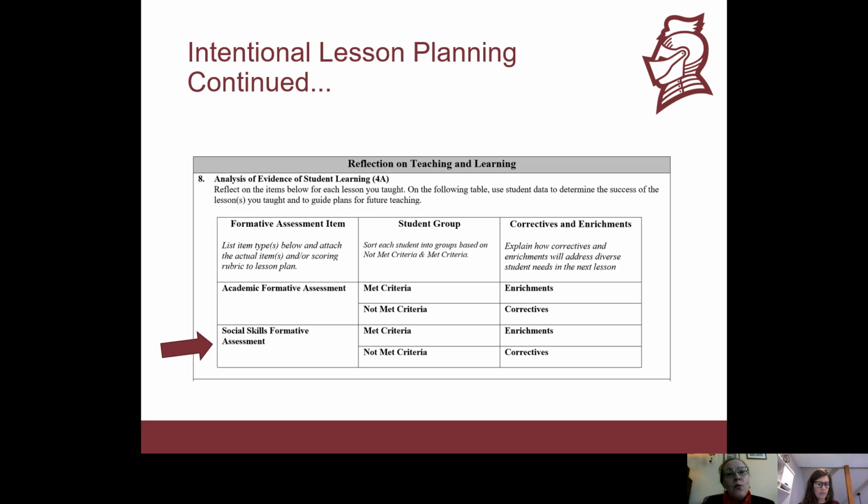Following up again, we simply added another row here. We added it to the existing template where it looks at assessment. As a note, we stress to our students that the formative assessments, whether they be for academic or social, can include observational notes on student performance and behavior, so long as they include specific criteria and rubrics, which is listed here under the formative assessment item, saying list item types below, attach the actual items and/or scoring rubric.